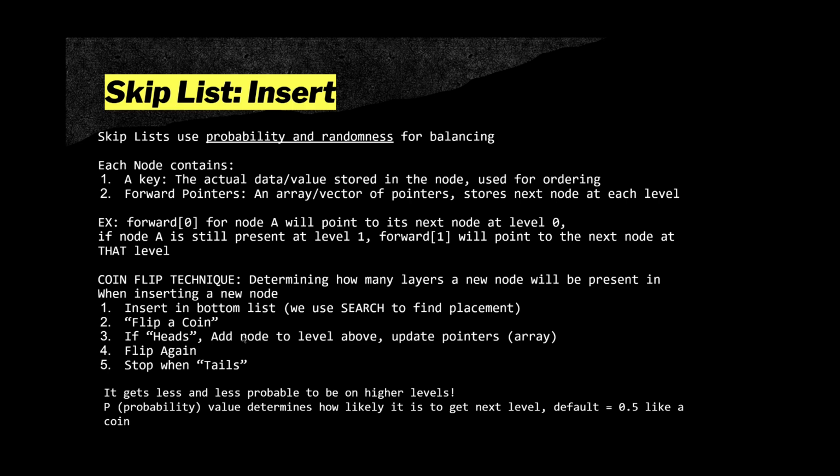And if we got tails, then we just wouldn't do anything. We would stop at just the bottom list. But we basically keep flipping again and again and again until we get tails or we reach the max level possible in the skip list.